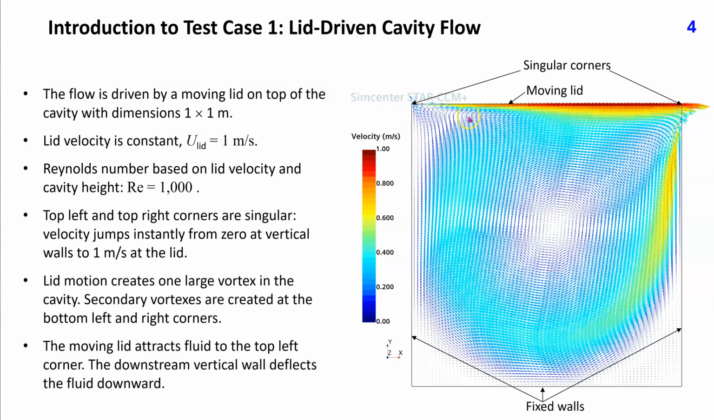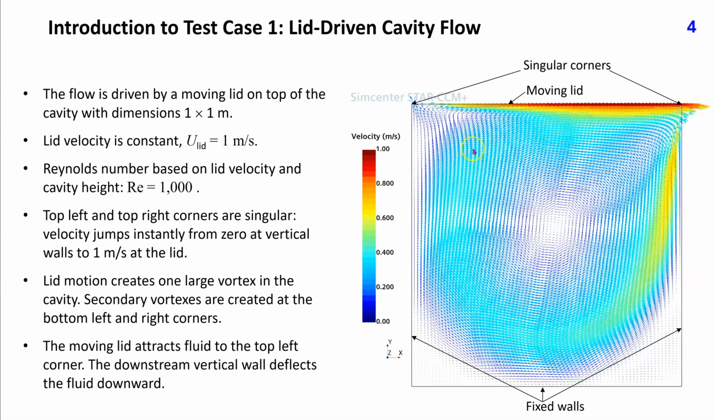The top left and the top right corners are singularity points. Velocity jumps instantly from 0 at vertical walls to lid velocity of 1 meter per second at the lid. Lid motion creates one large vortex in the cavity, which is clearly visible in this plot of velocity vectors. Secondary vortexes are created at the bottom right and bottom left corners. These are very weak and cannot be clearly seen in the vector plot.